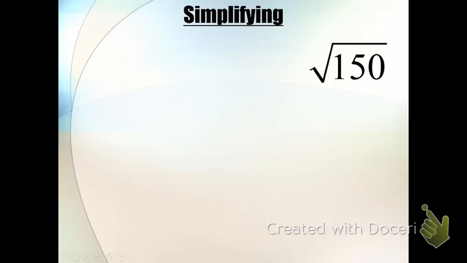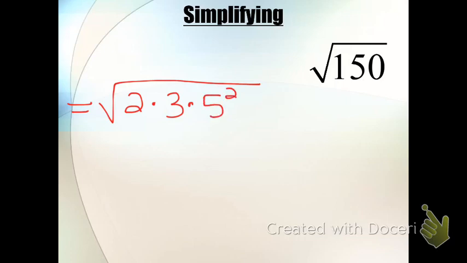All right, and let's try one more here like this. The square root of 150. And again, we're going to start with that factor tree, or maybe using your calculator. 150 is even, and that would be 2 times 75. 75 is divisible by 3. That would be 3 times 25, and 25 is 5 times 5, or 5 squared.